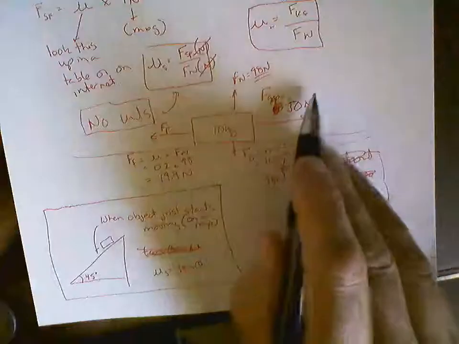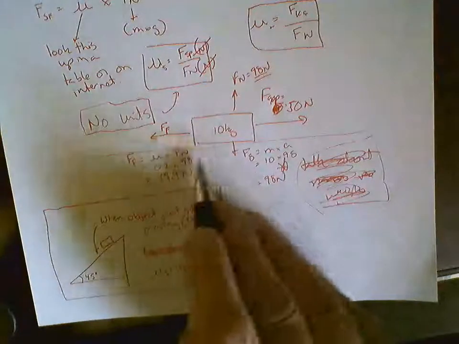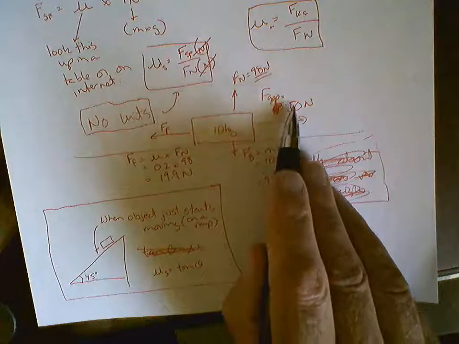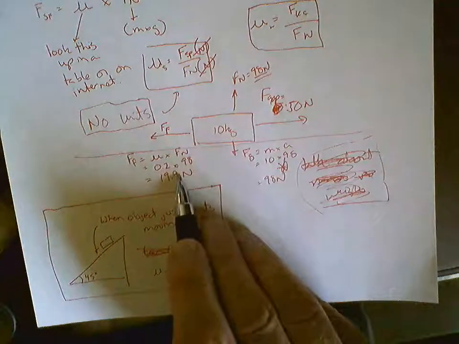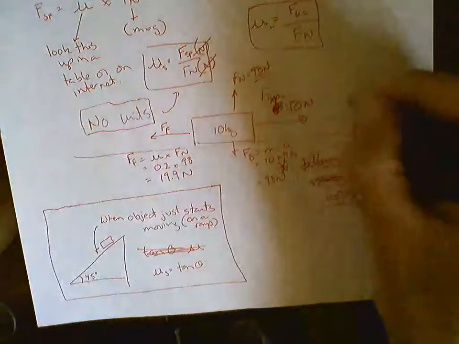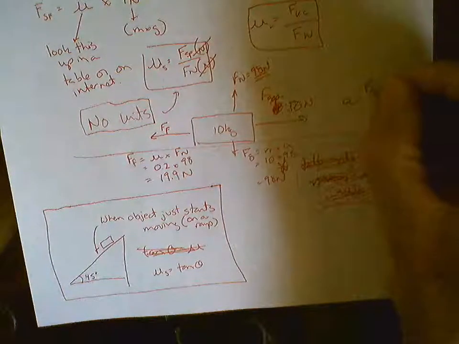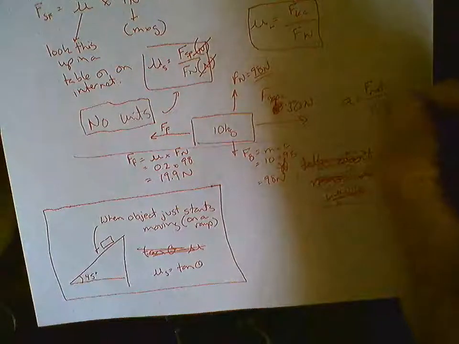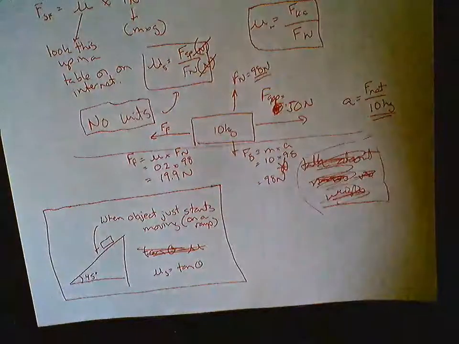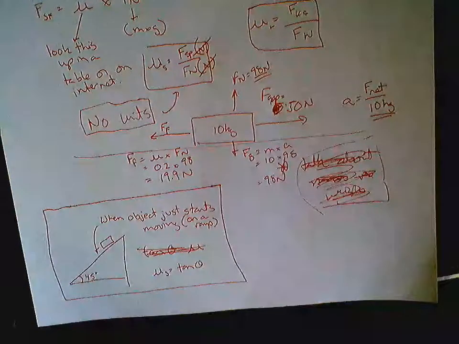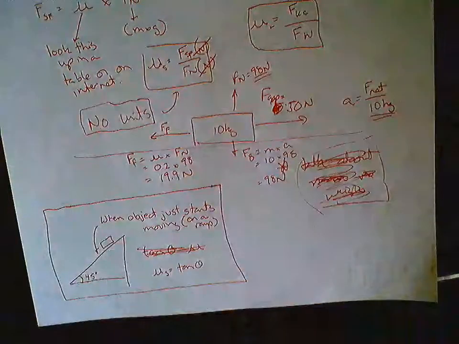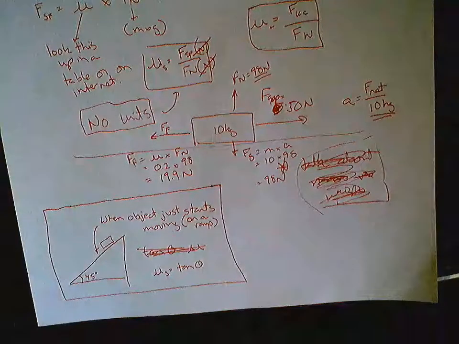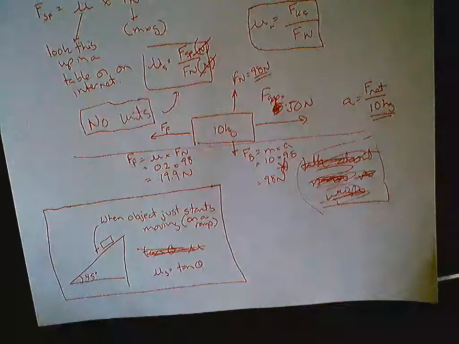What you should see here is in the x-axis we have unbalanced forces. We have greater force here than we have force here. So we are going to have some type of acceleration. Acceleration would be equal to net force, so that's 50 minus the 19.9 over the mass of 10 kilograms. That's going to be about 3 meters per second squared if you calculated that net force and divided it by that mass. Folks, that is the force of friction.